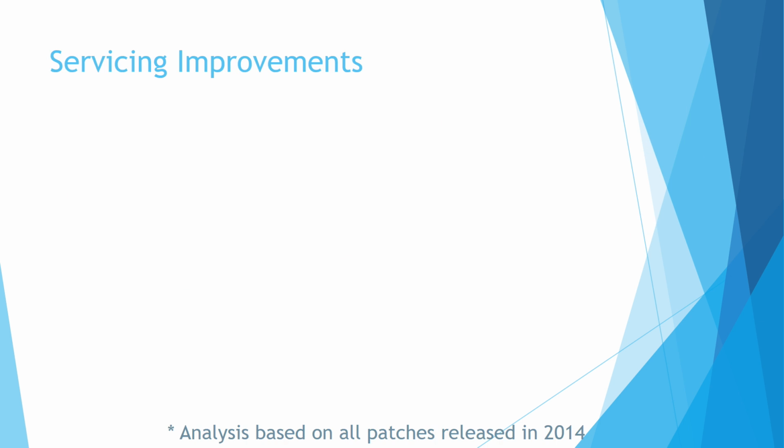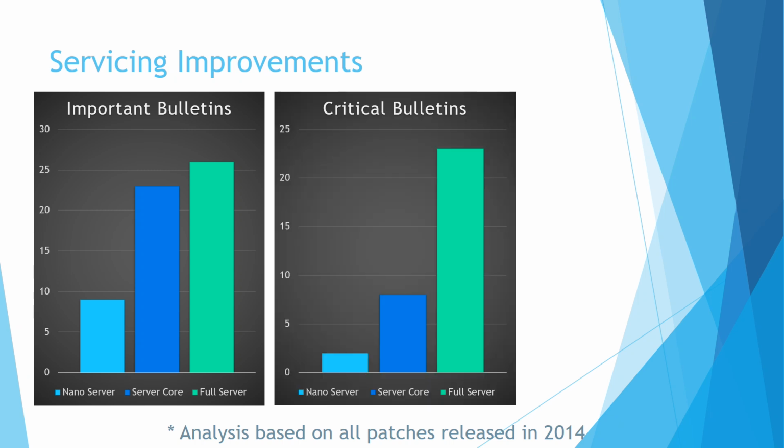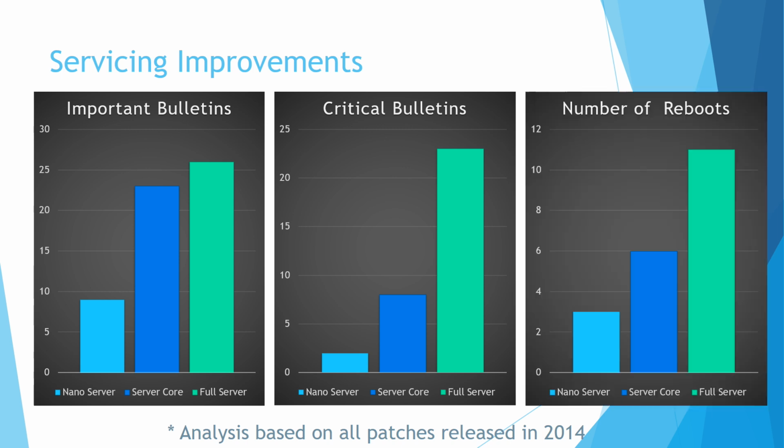And so here's the colorful part. Let's talk about some improvements. I know some of you will have seen this, but let's talk about what benefits there are in Nano Server, graphically. So servicing. This is based on the full patch cycle from 2014. It has not been updated for 2015 yet, but this is what it looks like between Nano Server, Server Core and full server. Critical bulletins. You can see that the number there is significantly more for full, and number of reboots.